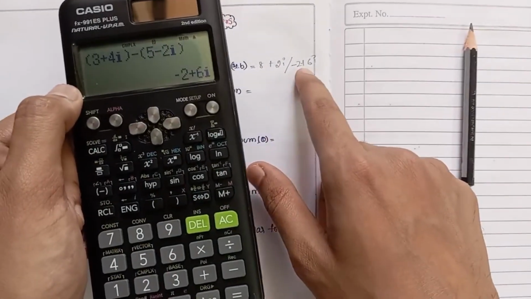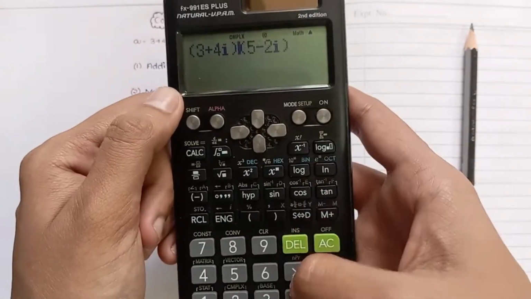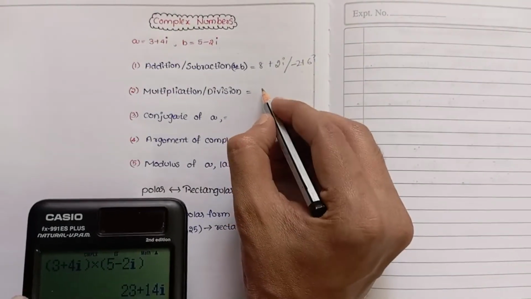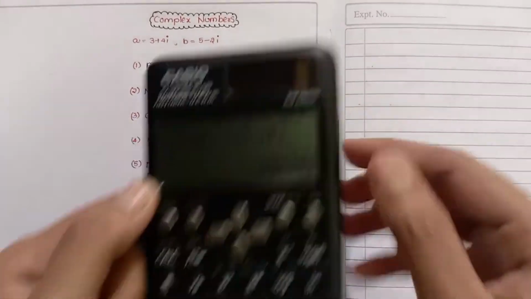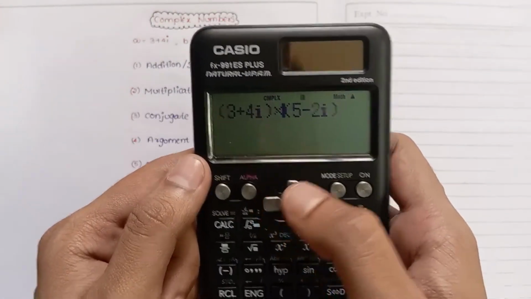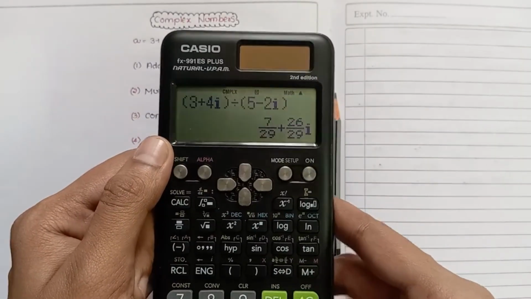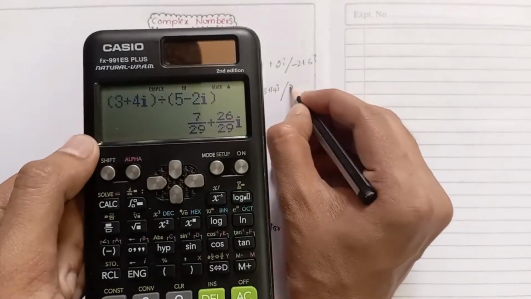Subtraction of those two is minus 2 plus 6i. And the multiplication, replace minus with into. We will get 23 plus 14i, sorry. Now division. Replace multiplication symbol with division. What is the answer? 7 plus 26i divided by 9. You can write like this also.